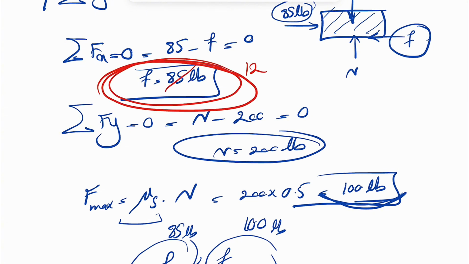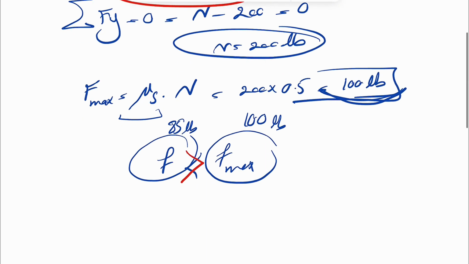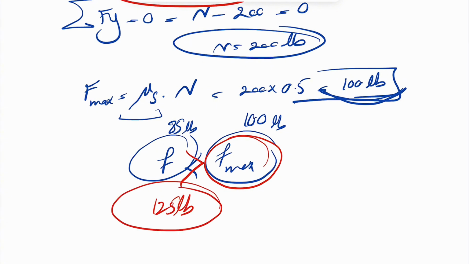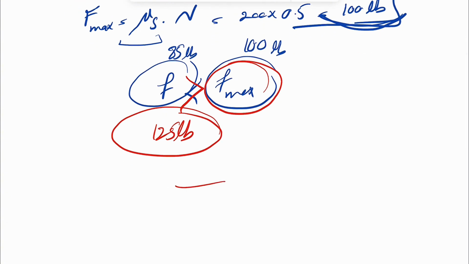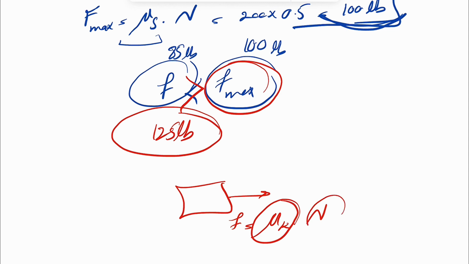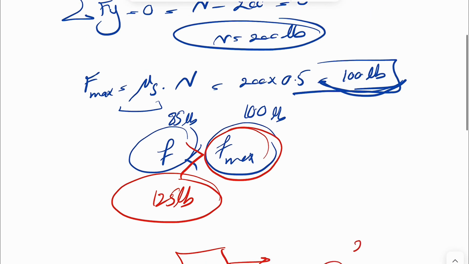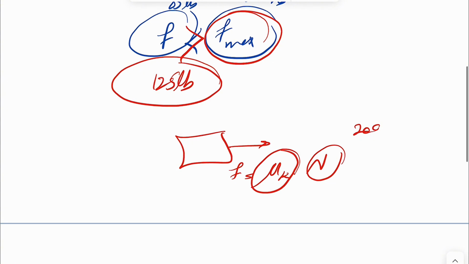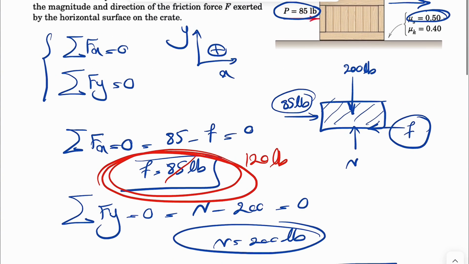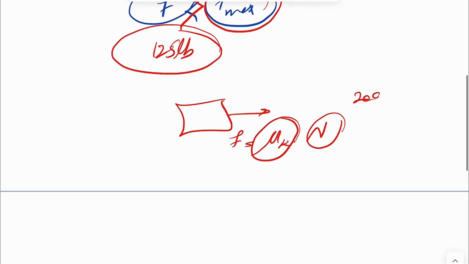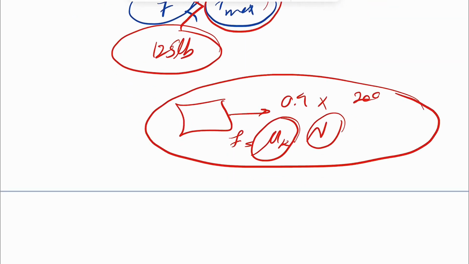Hypothetically, if we got, let's say, 120 pounds, that means that our F is bigger than F max. And when we have a force greater than our F max, the box starts to move. So if it moves, our friction would be mu k times N, and we have the same N, 200, and our mu k would be the kinetic coefficient, which in this question is 0.4. This is going to be the final answer for the friction.